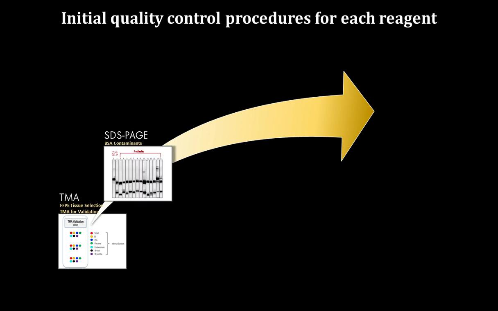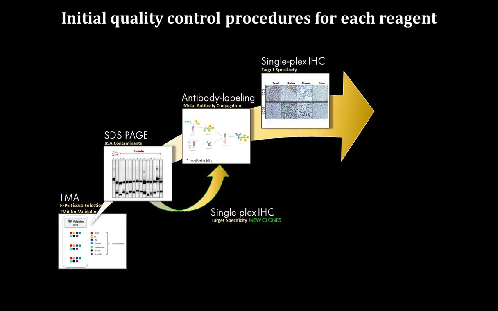Antibody purity is evaluated before conjugation by SDS-PAGE in reducing condition in order to make sure that the antibody does not contain any carrier that interferes with the metal conjugation. After successful metal labeling, conjugates are tested and titrated by single-plex chromogenic IHC and subsequently by MIBI on the same tissue. New clones are tested before and after metal conjugation to ensure that metal labeling of the antibodies does not interfere with their target specificity.